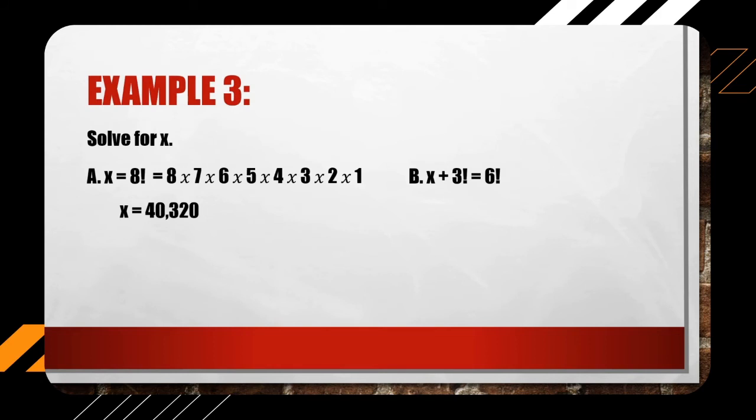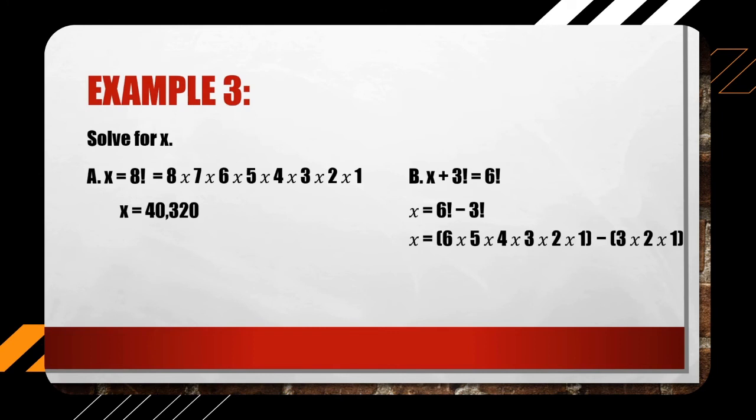Letter B. x plus 3 factorial equals 6 factorial. So, ang gagawin natin dito is ililipat natin yung 3 factorial dito sa right-hand side ng ating equation. So, from positive 3 factorial, yan ay magiging negative 3 factorial. So, yan ay magiging x equals 6 factorial minus 3 factorial. Then, i-evaluate na natin yung ating mga factorial. So, 6 factorial is equal to 6 times 5 times 4 times 3 times 2 times 1 minus yung ating 3 factorial which is 3 times 2 times 1.